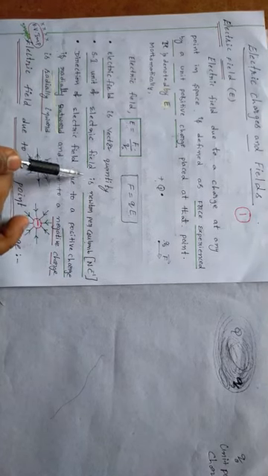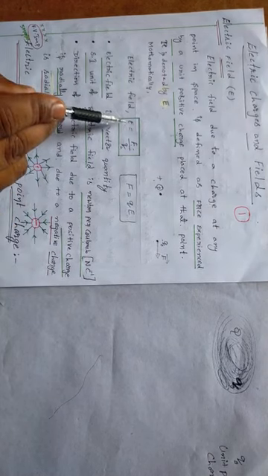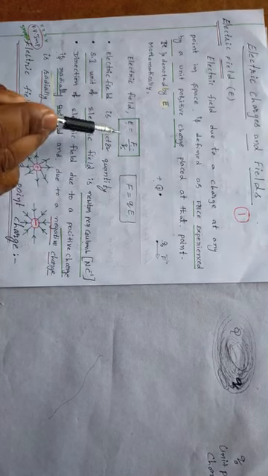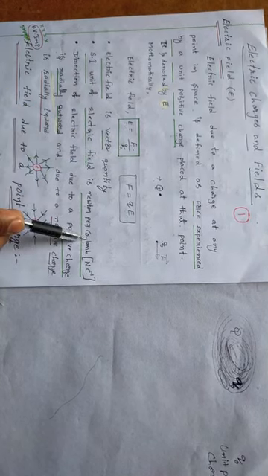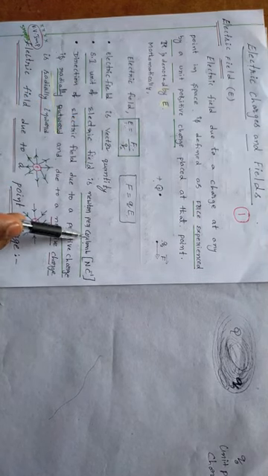SI unit of electric field is Newton per Coulomb. According to the formula, electric field E equals force per charge. The unit for force is Newton. The unit for charge is Coulomb. So Newton per Coulomb is the unit of the electric field.